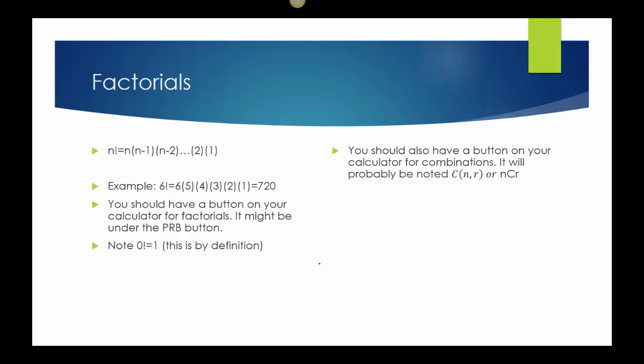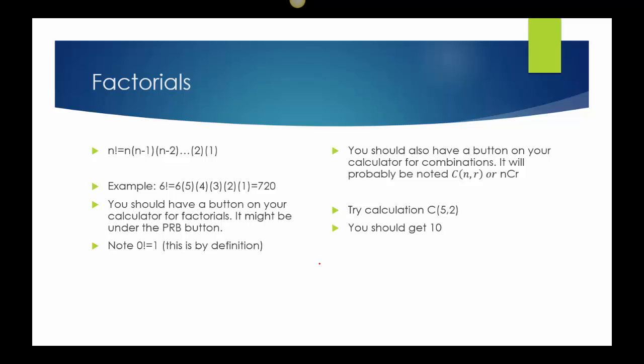You should also have a button on your calculator for combinations. It probably won't look like that notation I just showed you. It'll probably look like CNR or NCR, and it should be close to wherever you found that factorial button. Just to check it out and make sure it works right, try to calculate 5 choose 2 in your calculator. If you need to, pause me, take the time and find these buttons so you can check it out.